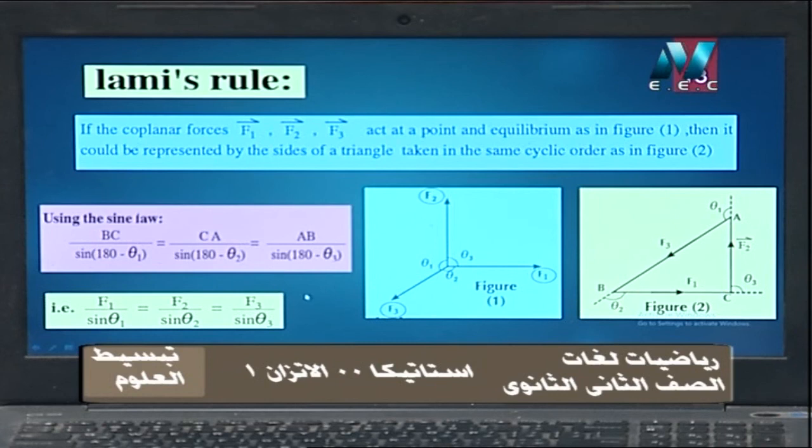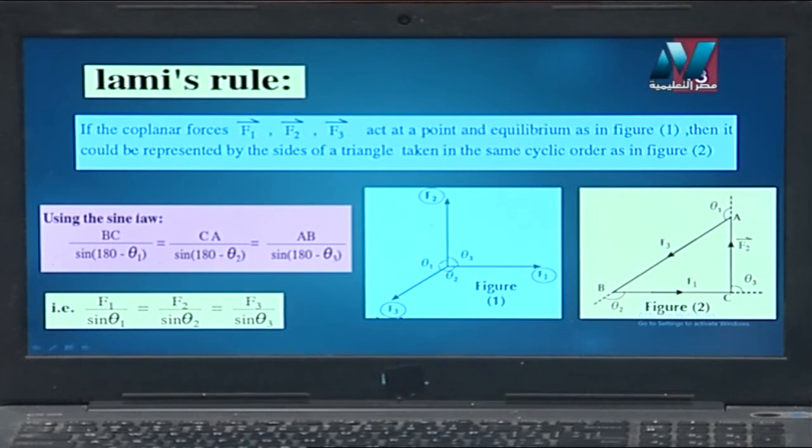So the final answer for this equals F1 over sine theta 1 equals F2 over sine theta 2 equals F3 over sine theta 3. In the figure, look carefully, it's easy for you to understand. We have here F1 divided by sine theta 1, not theta 1, not the angle, but sine of the angle. It's very different. So F1 over sine theta 1, which is opposite to it, equals F2 over sine theta 2 equals F3 over sine theta 3.